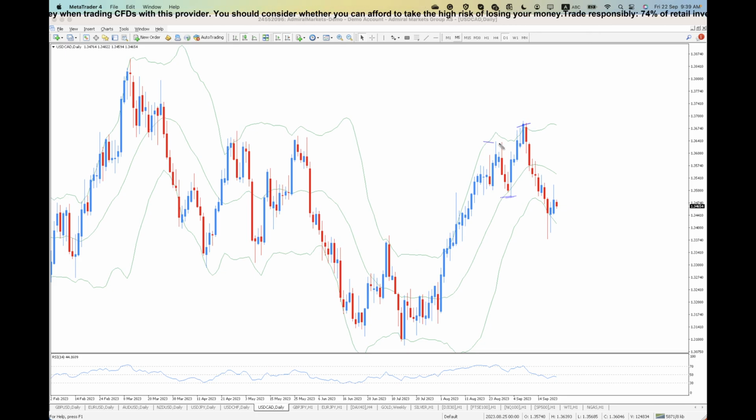This close above these highs makes this low the new swing in the market, and this is the swing high. So price rejected this one yesterday. We do expect to see some continuation. Strong Canadian dollar, I can say.